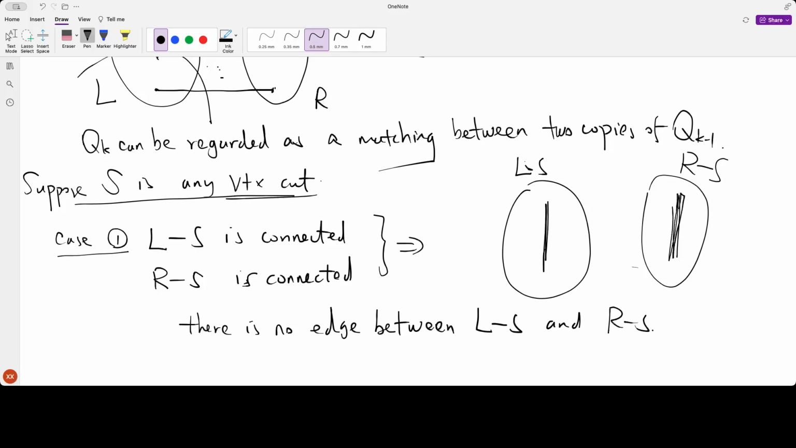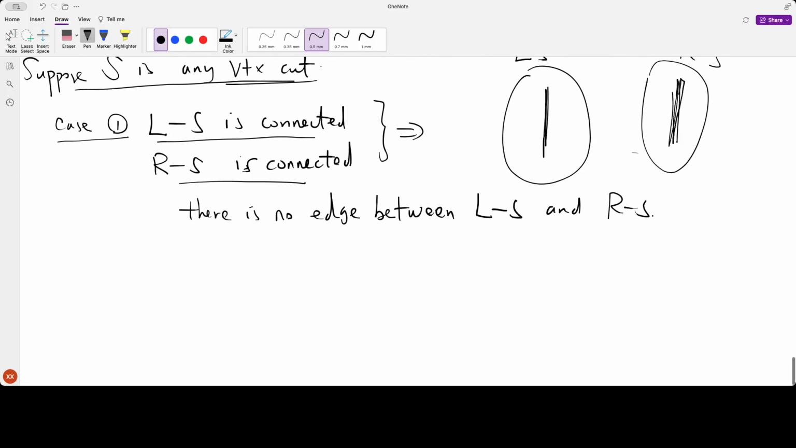I mean, in case 1, if I assume both are connected. So both parts are connected, so they are not connected to each other. You understand now? Yes. Okay, so remember our structure. So it's a matching.